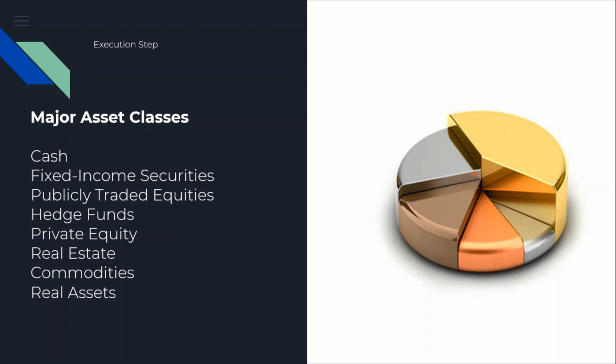Publicly traded equities. Alright, so when we say publicly traded equities, these are stocks that are available in the stock exchanges. The reason why they are called public, it's because anyone can buy these securities, which is the opposite of private equity. Only selected people can invest in private equities.